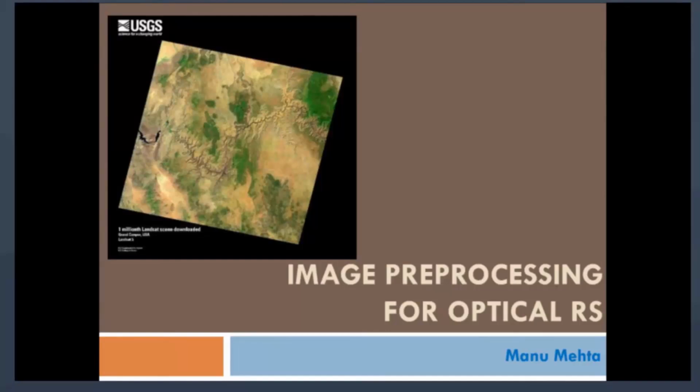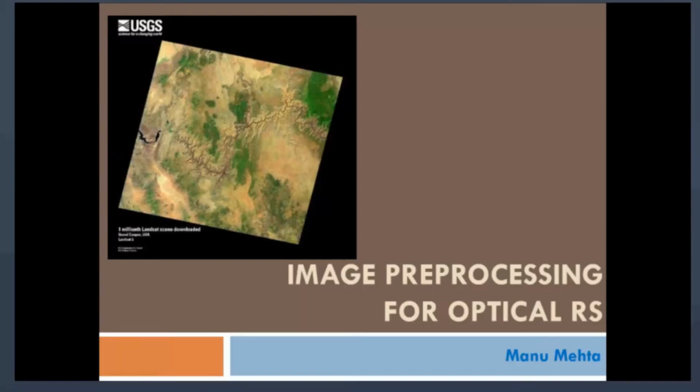So for optical remote sensing, I'm basically referring to those spectral regions which are covered from 0.4 micrometers to around 3 micrometers. This covers the visible portion of electromagnetic spectrum along with reflective portion of infrared radiation. Infrared radiation has a large span of wavelength range starting from around 0.7 micrometers to around 100 micrometers.